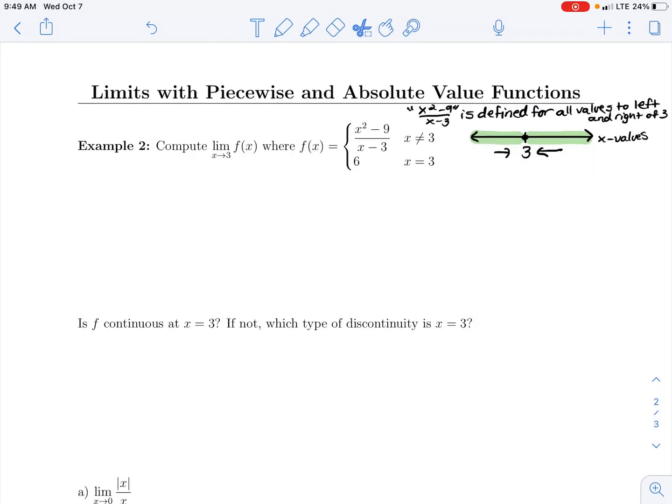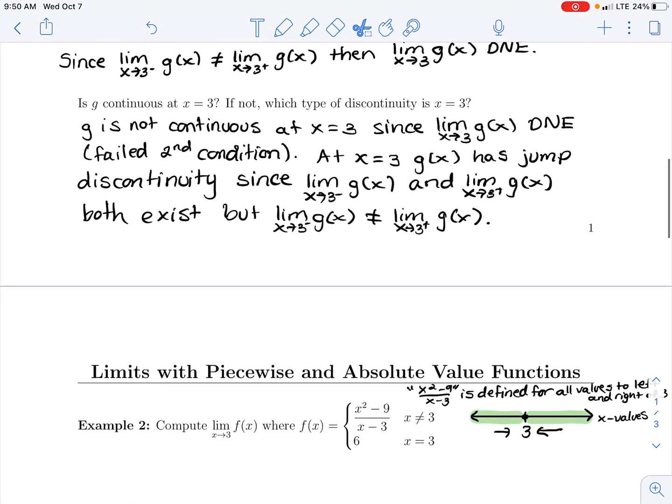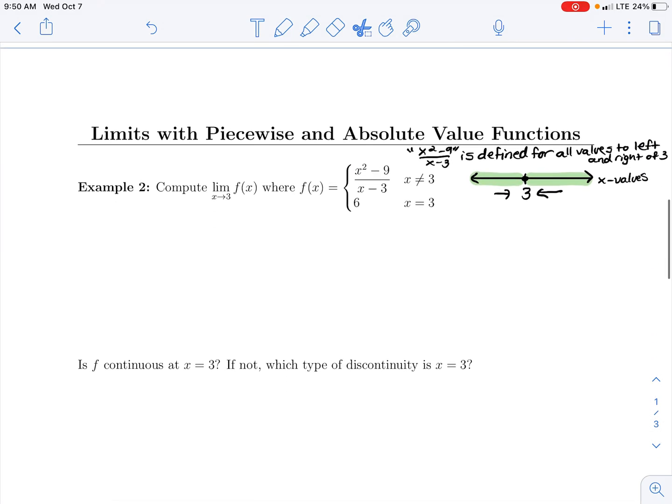Okay, so now let's look at a different piecewise function. Before, we were looking at a piecewise function where I had two conditions: you use this function if x is less than 3, and you use this function if x is greater than 3. Now, looking at this function, it's a little bit different.